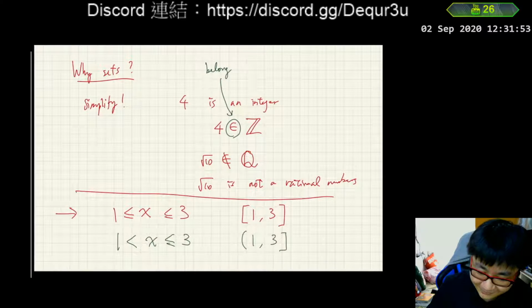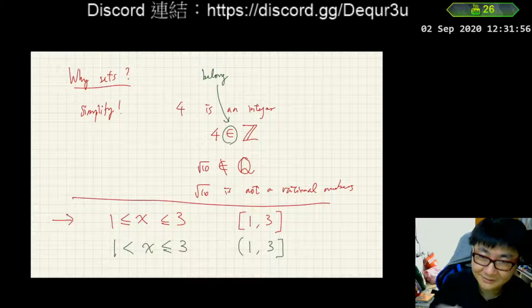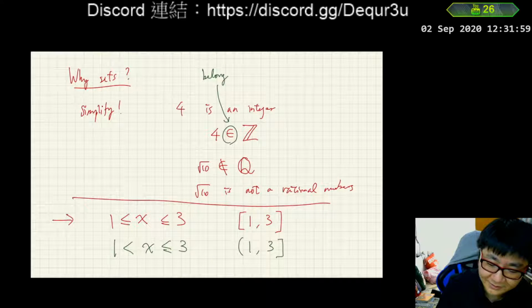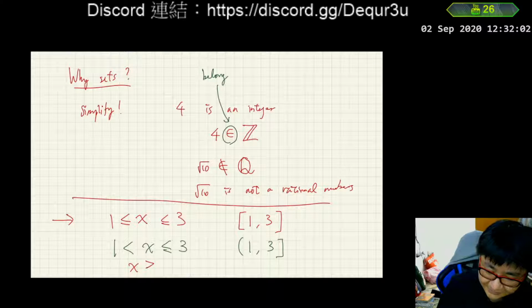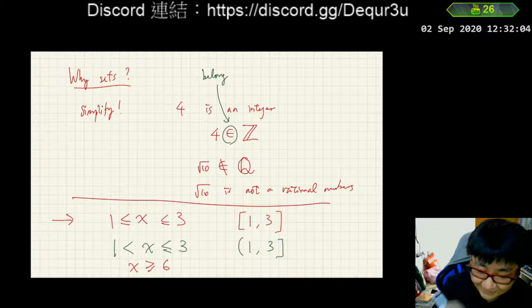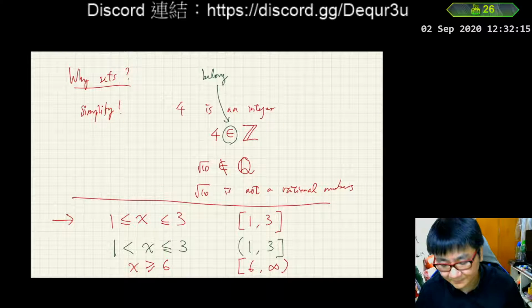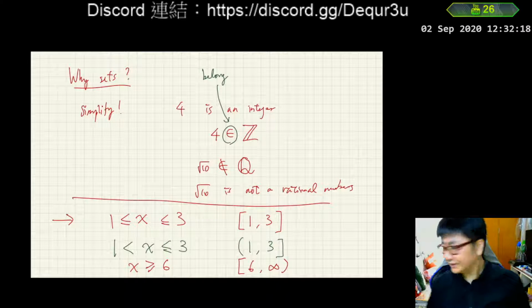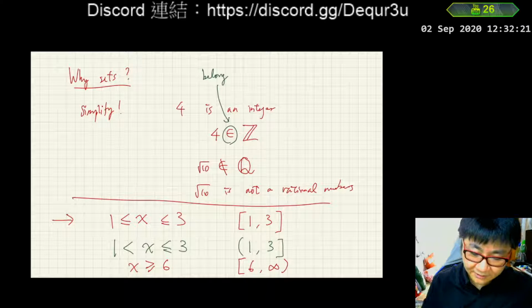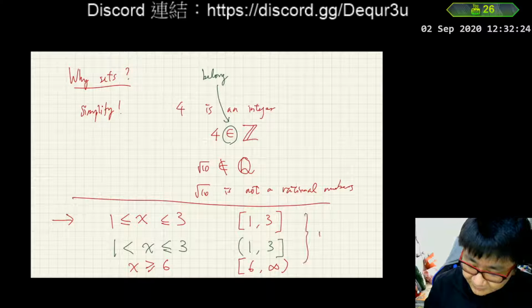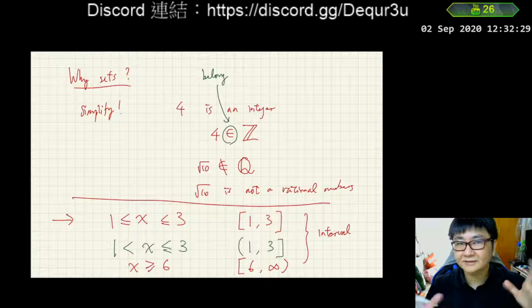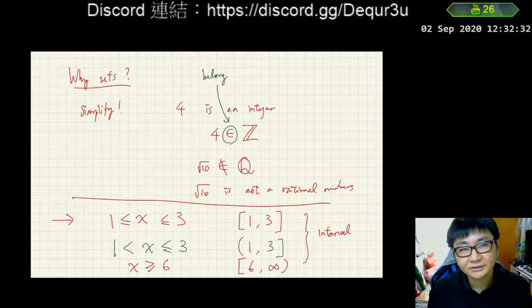Or even more interesting, what about a one-sided inequality? Like x bigger than or equal to 6. Then we will represent it as between 6 and infinity. But we include 6, therefore a square bracket here and a curved bracket on the right hand side. These kinds of ranges we call intervals. Intervals 即係一個區間啦，即係一個範圍咁解。It's like a range.